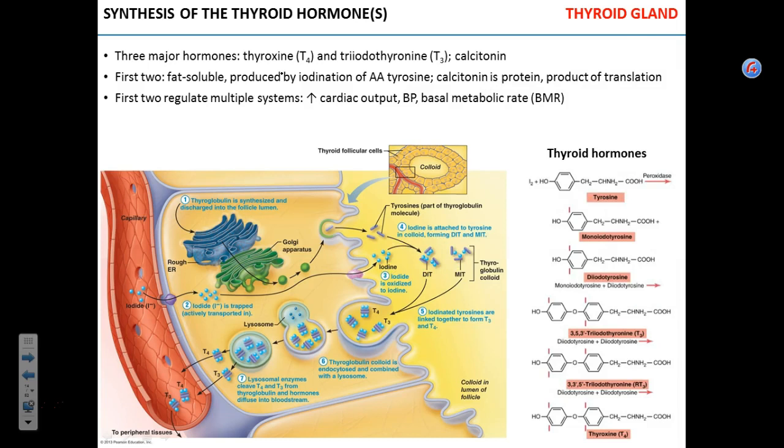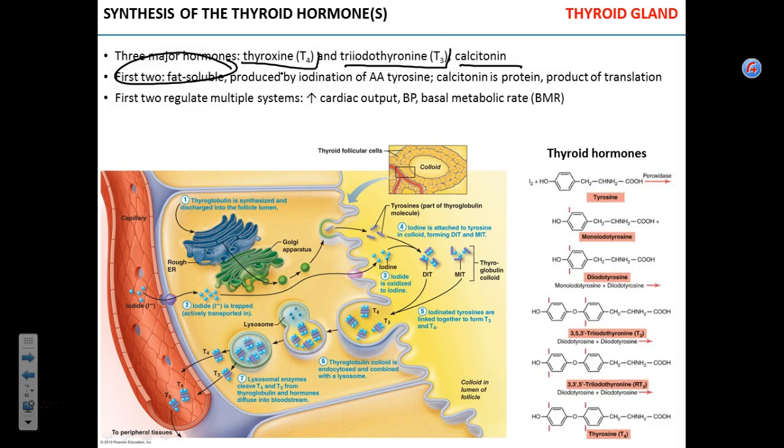So the gland produces 3 hormones: thyroxine, triiodothyronine, and calcitonin. We'll talk about the first two first. These 2 are fat-soluble hormones. Therefore, where is the receptor for them? Inside of the cell. Okay, the receptor for them is inside of the cell. Calcitonin, on the other hand, is a protein, so it's water-soluble. So it has a receptor on the surface. Clear? Good?